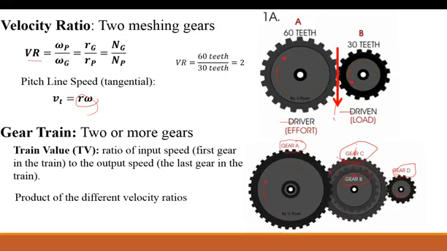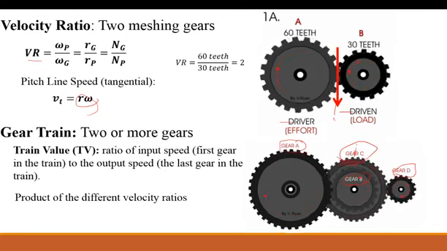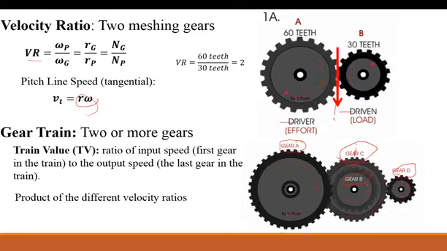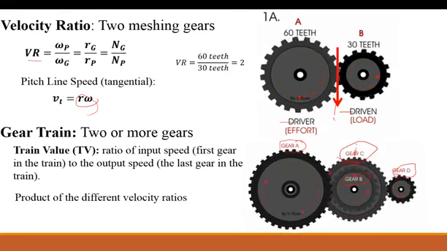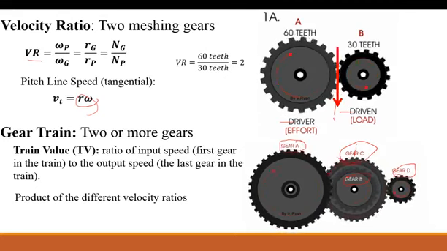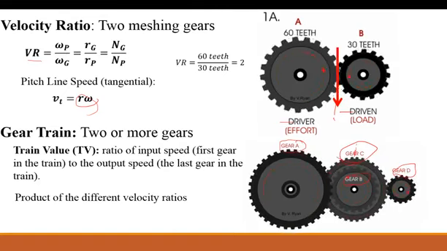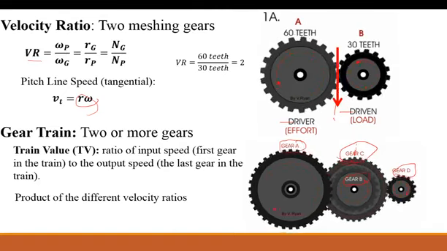So that gives you another calculation that you can use, which is the train value, which is the ratio of the input speed of the first gear in the train to the output speed of the last gear in the train. And this is another method you can use to design your gear train to get a desired effect. Now, the way you would calculate this, or another way to calculate this, is the product of the different velocity ratios. Now, remember, the velocity ratio was for 2 meshing gears.